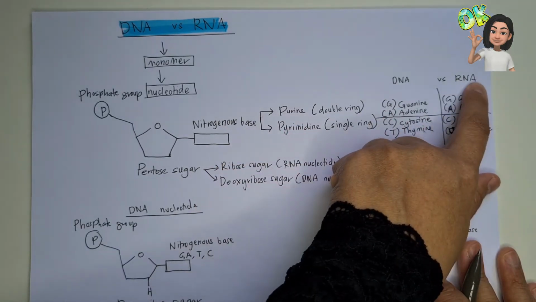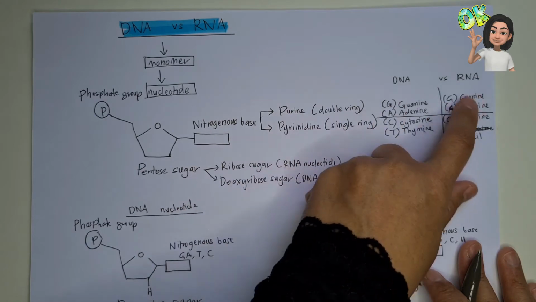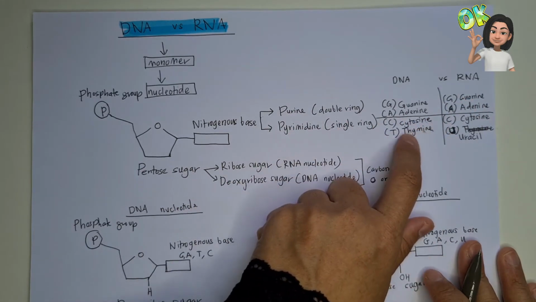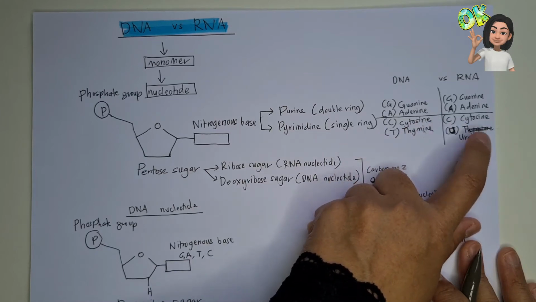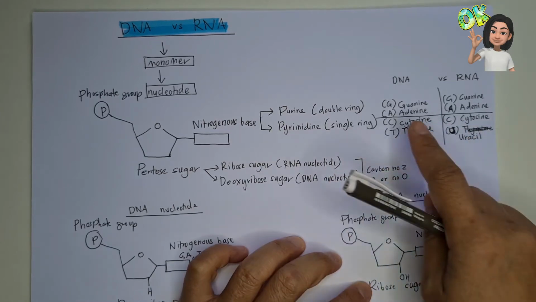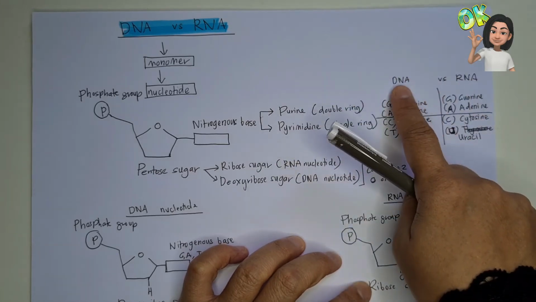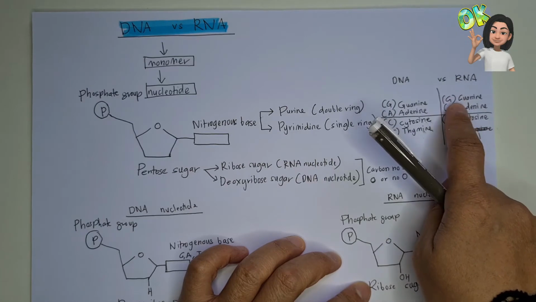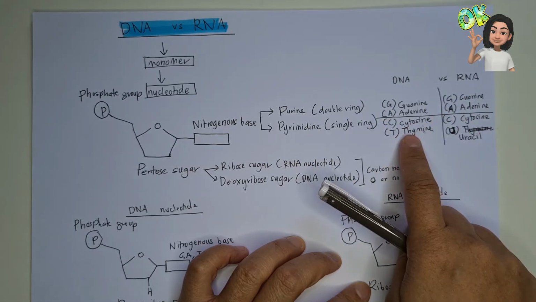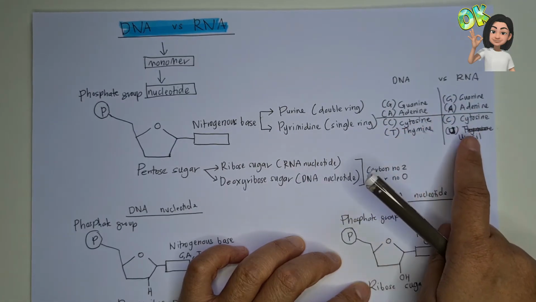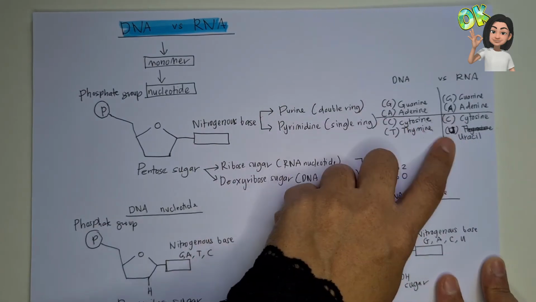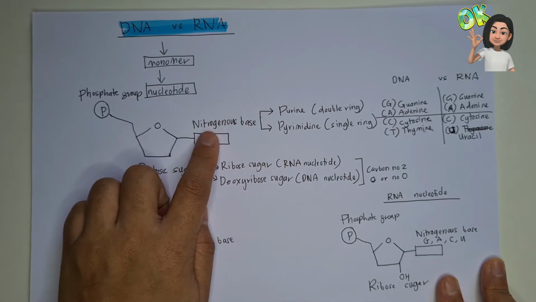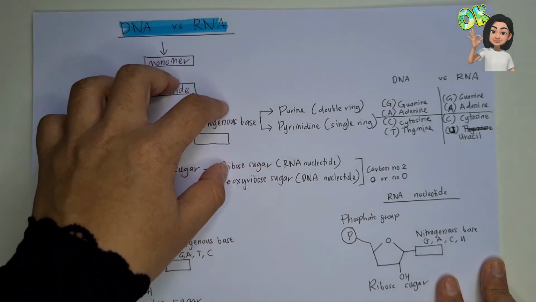While for RNA, the purines are the same, guanine and adenine, but for pyrimidine, it doesn't have thymine. It is replaced by uracil. So basically, kalau awak tengok secara umumnya, DNA and RNA, most of them are just the same: guanine, adenine, cytosine, but thymine hanya pada DNA dan uracil hanya pada RNA. Ini adalah contoh nitrogenous base yang boleh wujud dalam DNA atau RNA, tapi ini adalah bentuk yang umum.